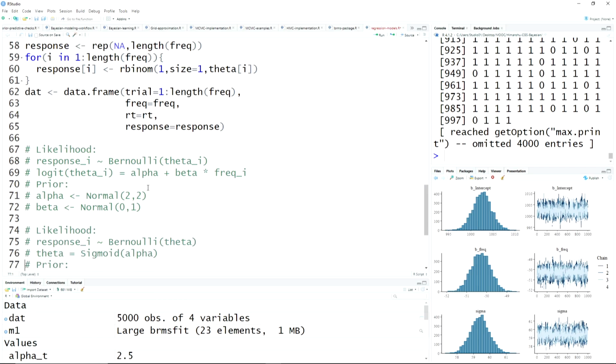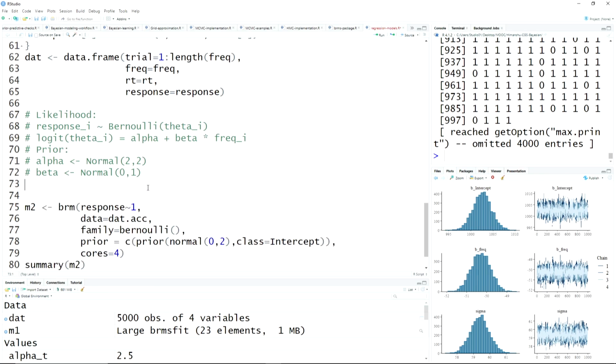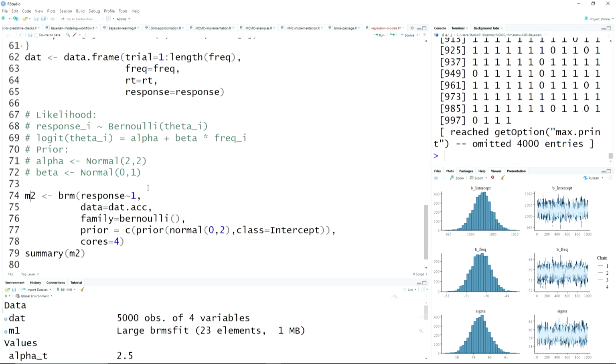So this is your model now. Okay. So let us fit the model. Now here the change will be response is predicted by frequency, not just 1 plus frequency. This is intercept, and this is main effect of frequency. And data is that, family is Bernoulli, good.